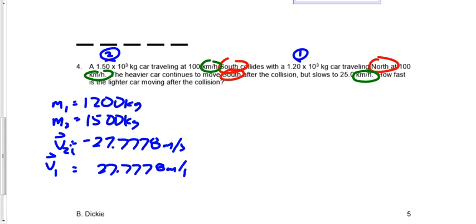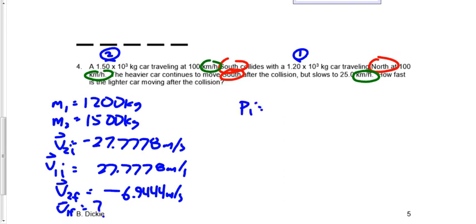A 1,500 kilogram car going this speed collides with a 1,200 kilogram car traveling this speed. That's going to be initial, isn't it? The initial velocity of the 1,200 kilogram car, 100 kilometers per hour. Does that make sense? The heavier car, which I've defined as mass 2, V2F, the heavier car afterwards moves south at 25. So we're going to make that negative because it's south, and we're going to make it 6.944 meters per second because we're converting to meters per second here. We're looking for the velocity of the lighter car, V1F.